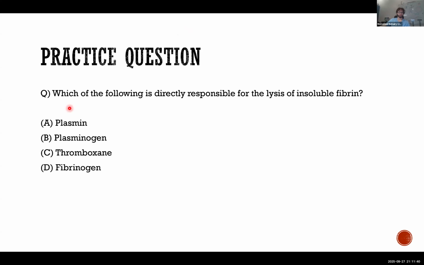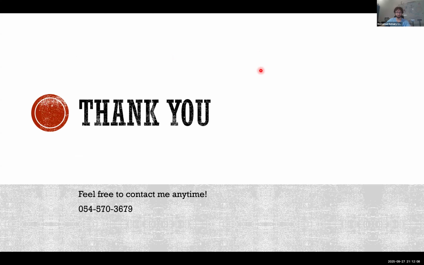Okay, this question. Which of the following is directly responsible for the lysis of insoluble fibrin? If someone wanted to argue with you guys and said, I think B is the answer, what would you tell them? Why is it not B? It's the inactive form. Exactly, exactly. This is the exact answer.